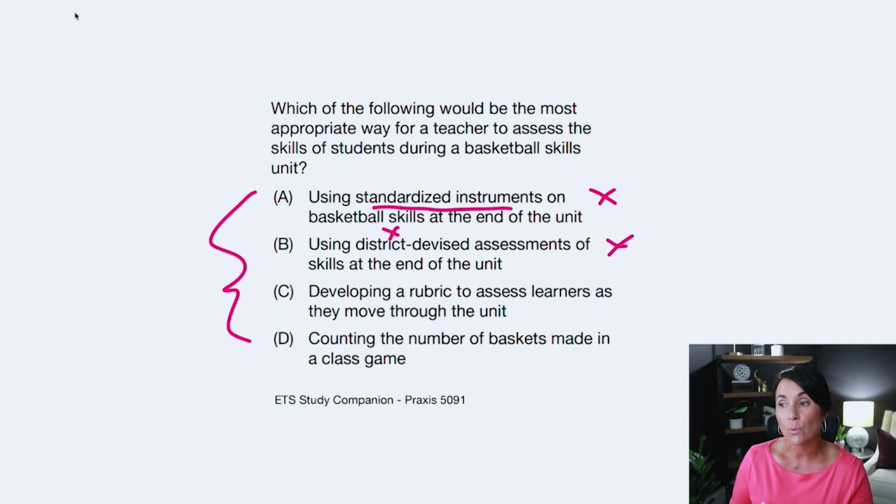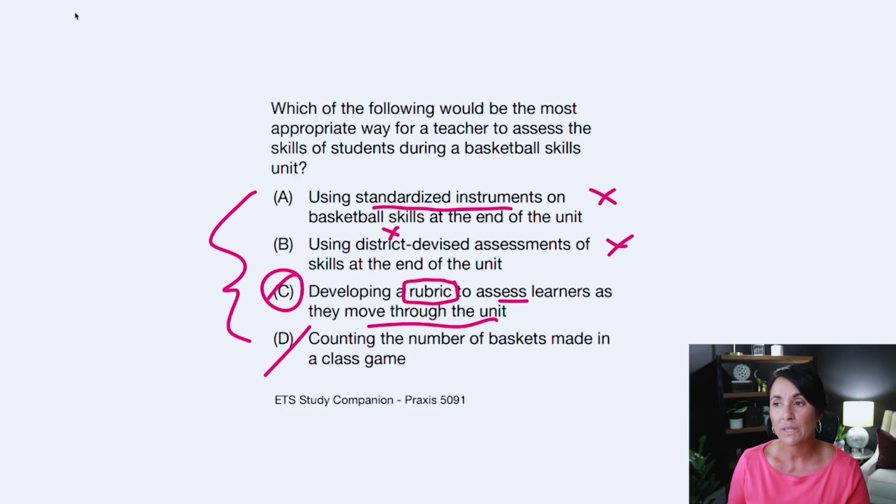C, developing a rubric. Remember, rubric was part of our communicating expectations clearly to assess learners as they move through a unit. All right, so I like C. D, counting the number of baskets made in a class game. Absolutely not. That sounds like a complete and total waste of time. C looks like it has all my good words in it: to assess learners as they move through the unit. Yes, yes, yes. Love it. Let's take a look at the question.